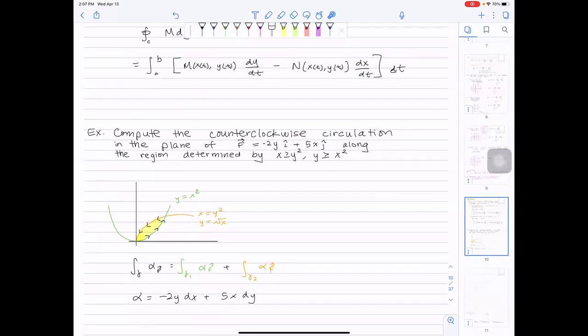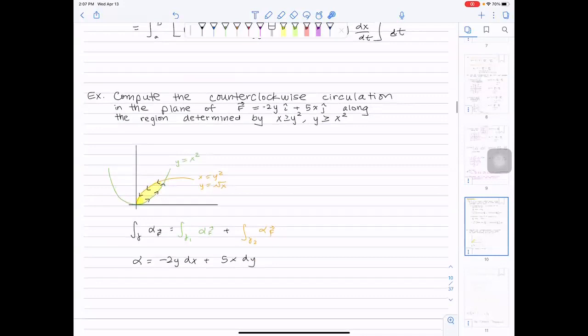So take 2 or 3 minutes to think about this question using what we know from last week.